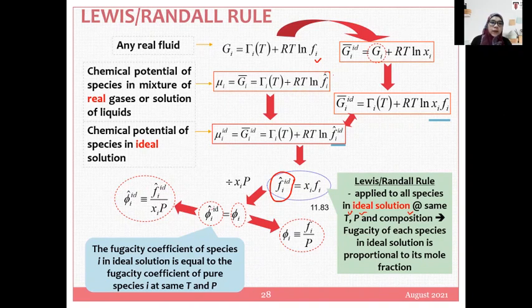Okay, the fugacity of the species in the ideal solution is equal to the fugacity of the pure species i at the same temperature and pressure, because you can see here we have the same, equivalent pressure. We know that in the ideal solution, the fugacity of the species i is equal to its mole fraction. That's why we have a similar value for the ideal solution and also the pure species.